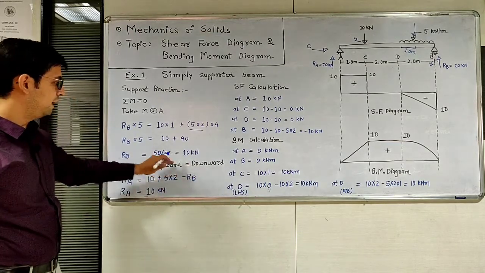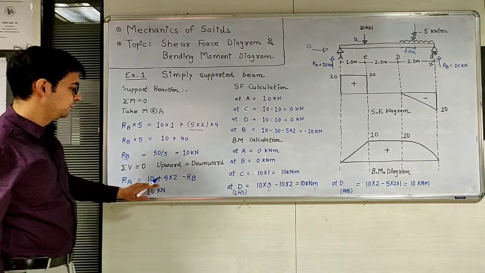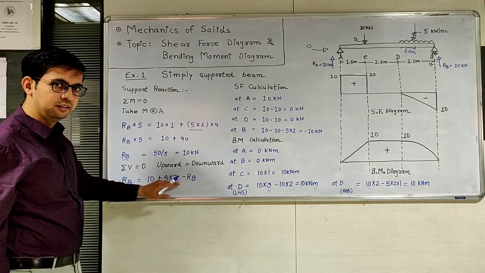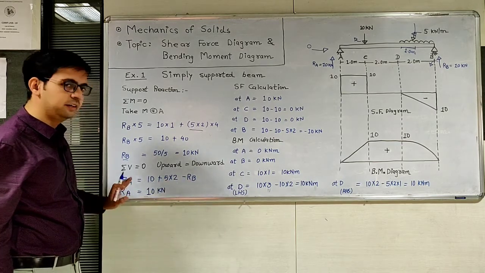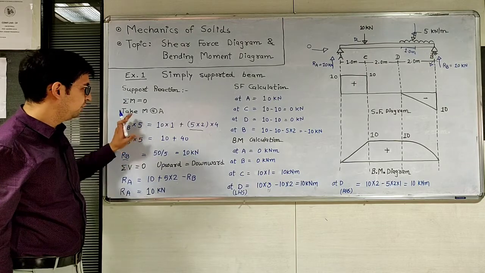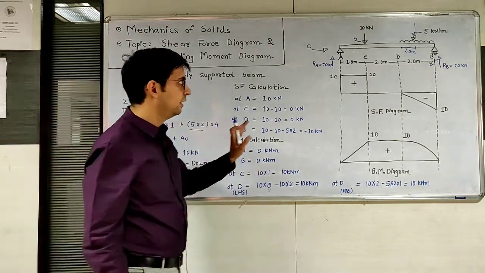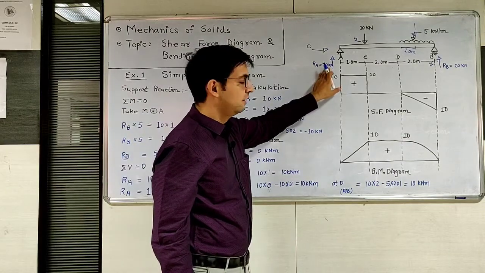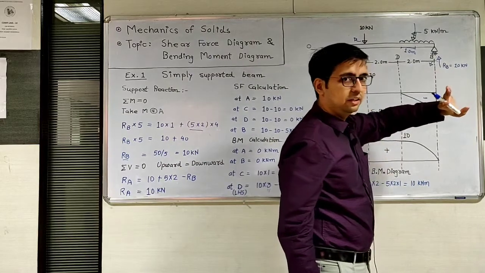Now value of RB is 10. So RA equals 10 plus 10 minus 10. So you will get the value of RA as 10. So this is the first calculation of support reaction, in which we have defined support reaction value RA as 10 kilonewton and RB as 10 kilonewton.